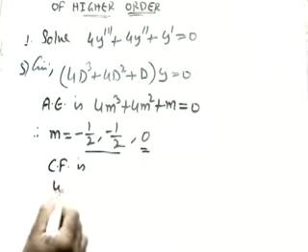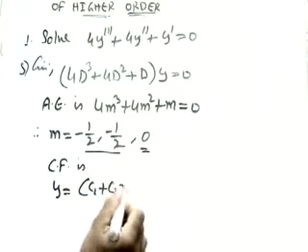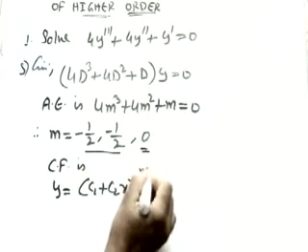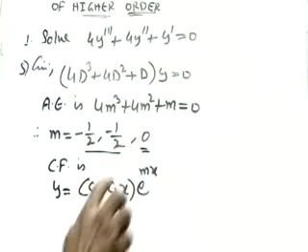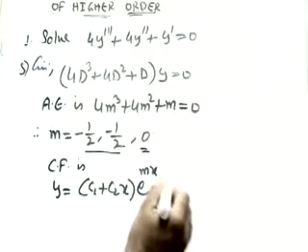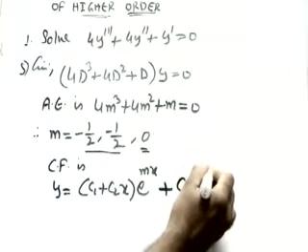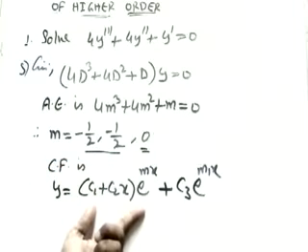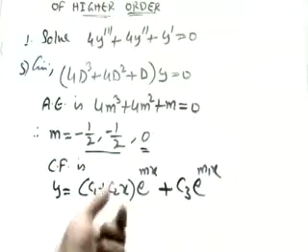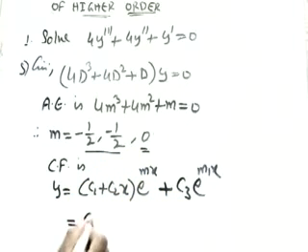So let me write, watch carefully, the complementary function is y equals, since these two are the same, I am writing c1 plus c2x, e power mx. For 2 equal roots, we wrote this formula. This other one is different, so c3 e power m3x. I just go through the formulas.